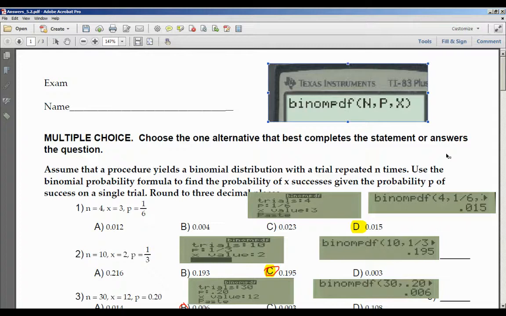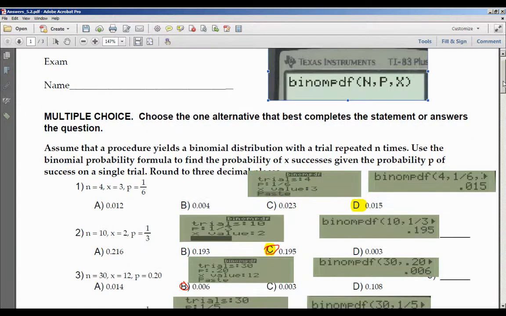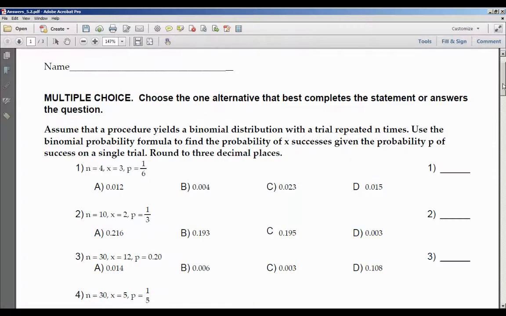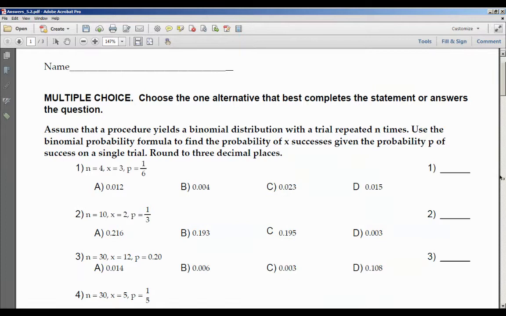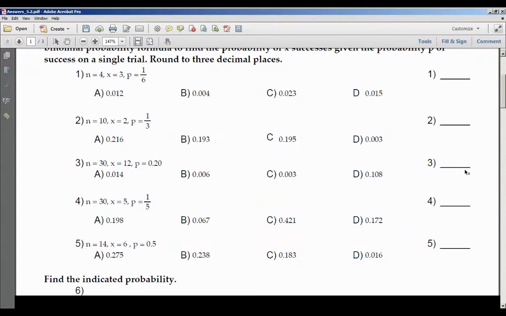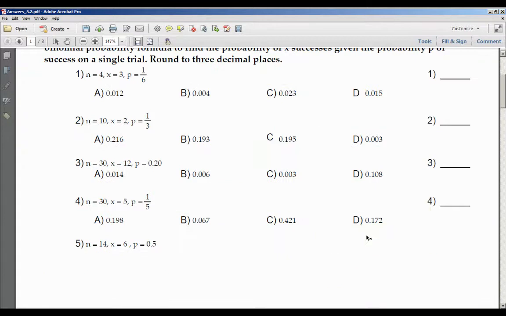When you're doing it with the 83, when you hit either one of those PDF or CDF, it doesn't prompt you. You've got to remember to put the three values in, the N first, followed by the P, followed by the X. Good thing is it's alphabetical. But remember that you've got to separate each of those values with a comma. So it's slightly different with the 83. I'm not sure how many people are using the older 83, but that's how it's done, as opposed to the 84, where it kind of leads you. It prompts you.